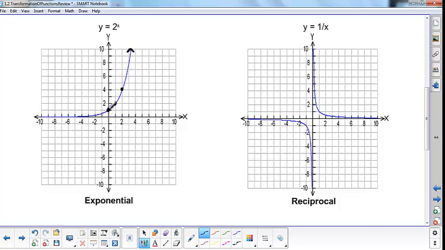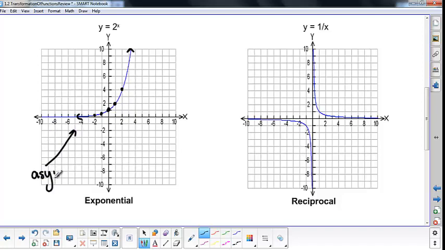Remember that when you have an exponent that is a negative number, so for example 2 to the power of negative 1, you're going to get a half, and then a quarter, and so on. Remember that you're never ever going to touch 0. So what happens with our exponential functions is we have created an asymptote.